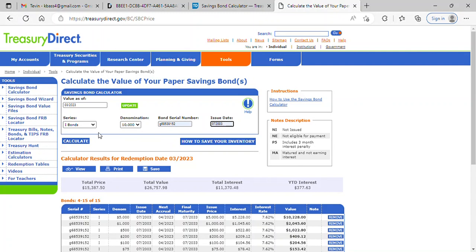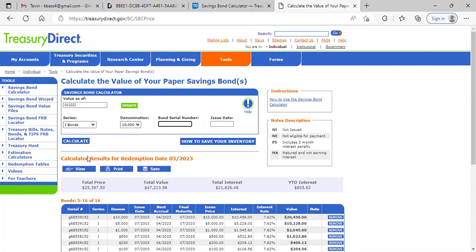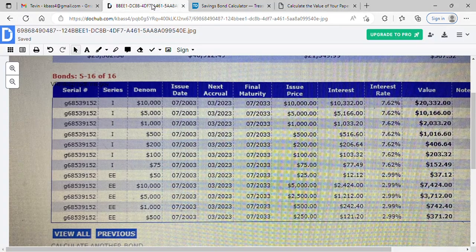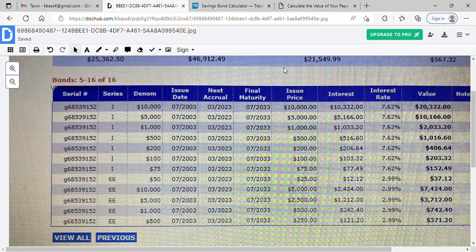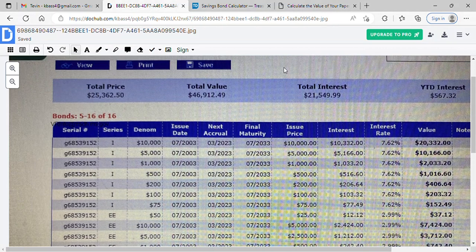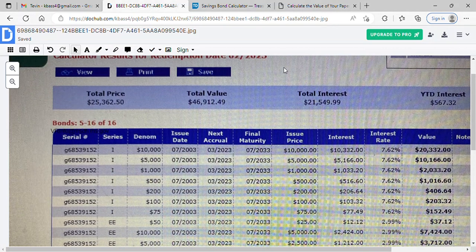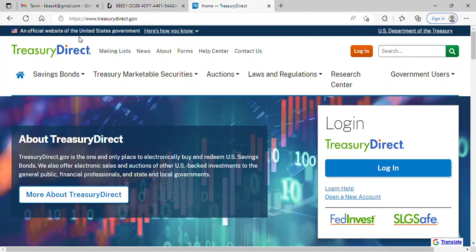Kind of messed up when you don't know certain information, because when he was younger, I was buying him Fisher Price toys. Oh my God, this is crazy. When they told me on the phone Fisher Price owns this bond, I was just blown. Okay, so the total price, $25,360.50. The total value of this right now currently is $46,000.